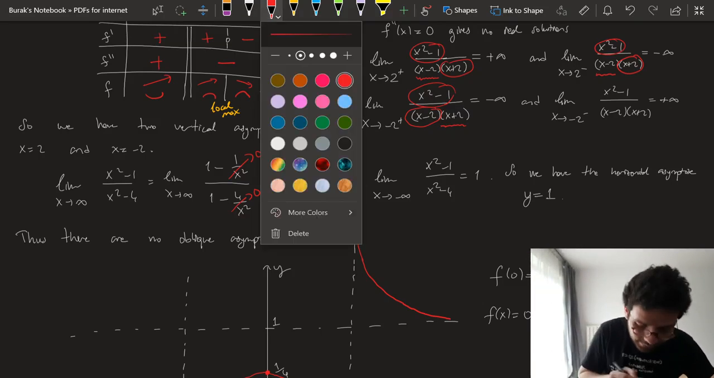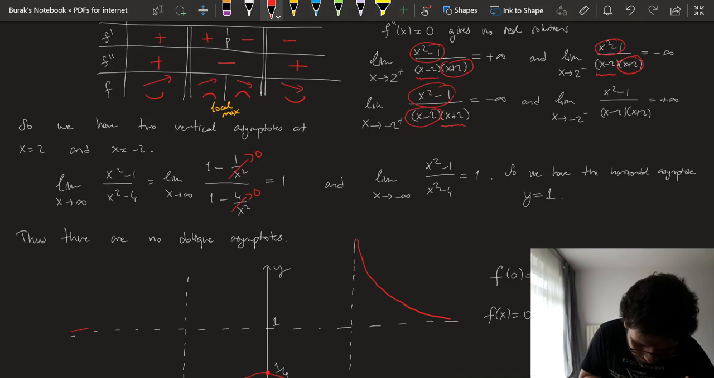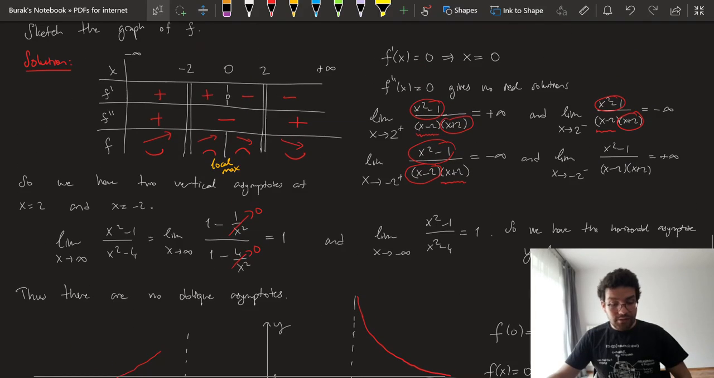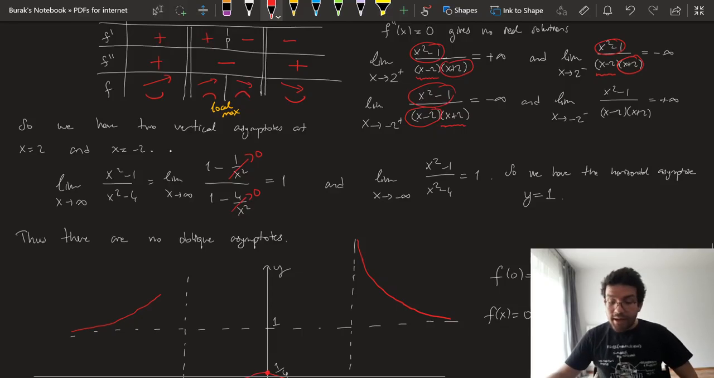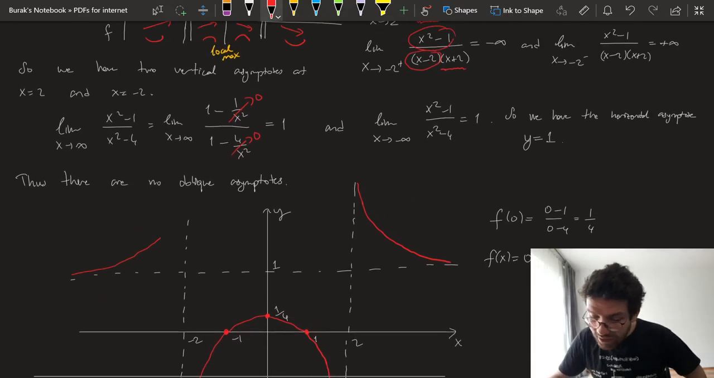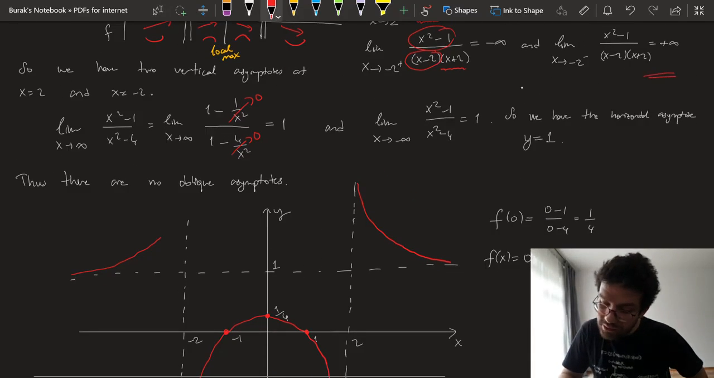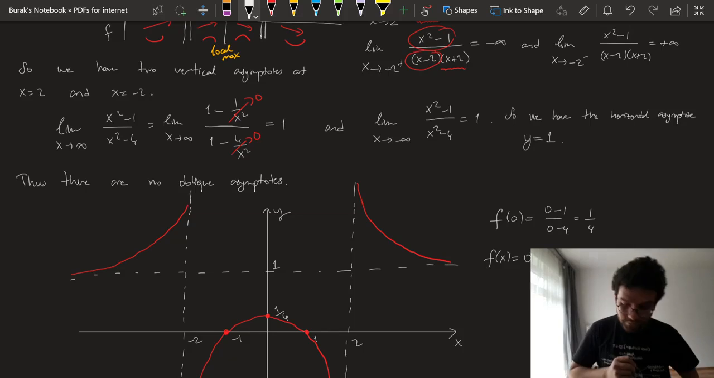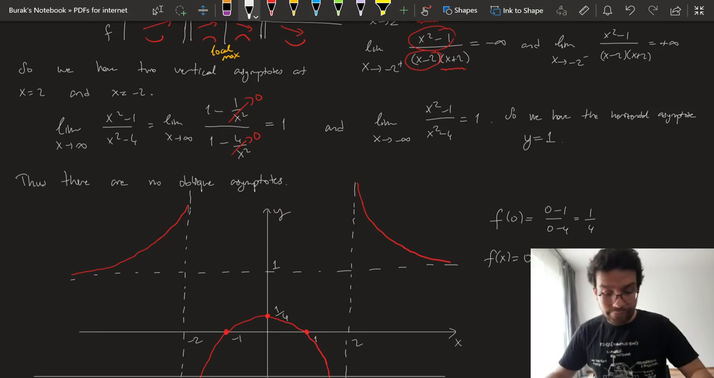And when x goes to negative infinity, the limit of this function is 1 again. And on the interval minus infinity to minus 2, it's increasing in a concave up way, so like this. And its left limit at minus 2 is infinity, as you can see over here, which means that it is going to look like this, okay? So this is roughly the graph of my function.